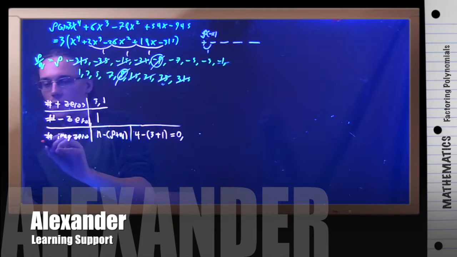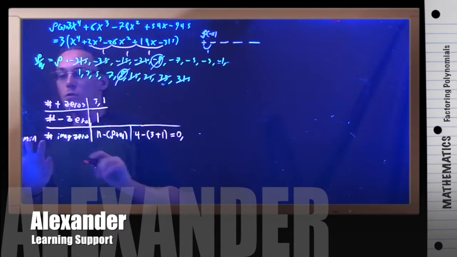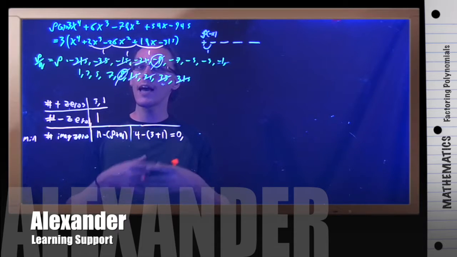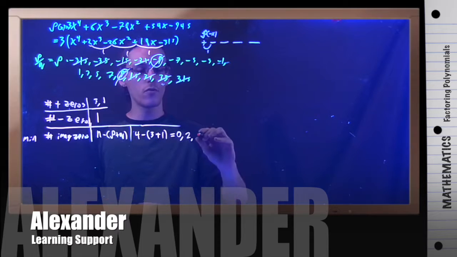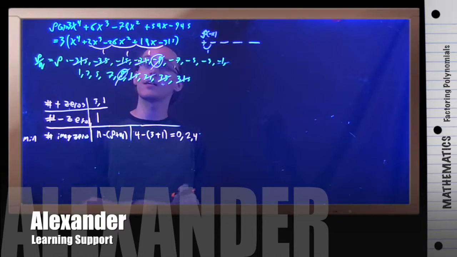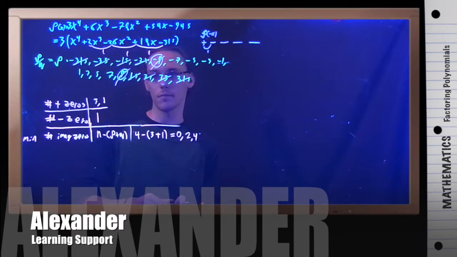But the weird thing is for the imaginary part of this theorem, this gives you a minimum number. So then I would count up by 2 instead of down by 2. So 0, 2, and 4. And I'm going to stop at 4 because 4 is the degree of my polynomial.